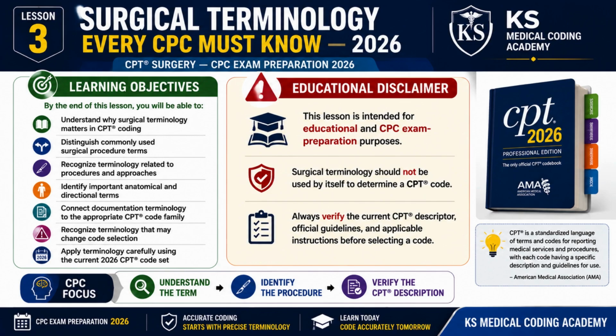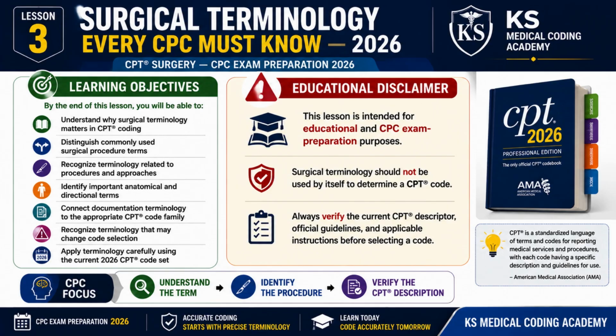Before we begin, let's look at the objectives for Lesson 3, Surgical Terminology Every CPC Must Know. By the end of this lesson, you should understand why precise surgical terminology matters in CPT coding and be able to distinguish commonly used procedure terms. We'll also examine terminology related to surgical approaches, anatomical locations, and directional descriptions. Most importantly, you'll learn how to connect the terminology found in documentation with the appropriate CPT code family.